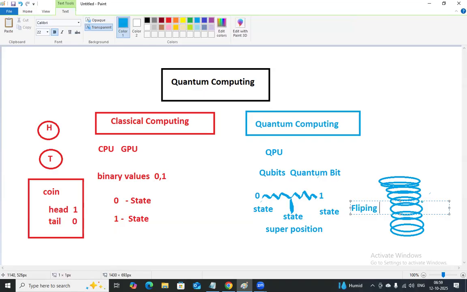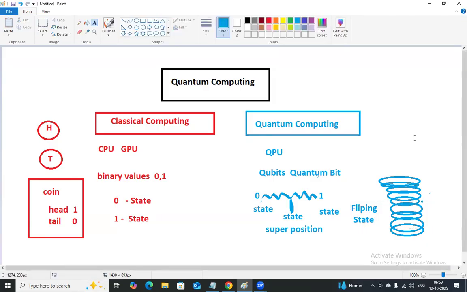Let me try to give you a general example of how quantum computing works. A coin in flipping state has another state, and that state is actually the quantum state. I already drew it: state 0, state 1, and between 0 and 1 there is another state. Quantum computing estimates that kind of probability state, and based on that, your computer works in real time.